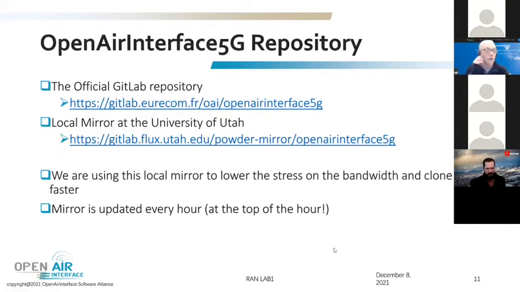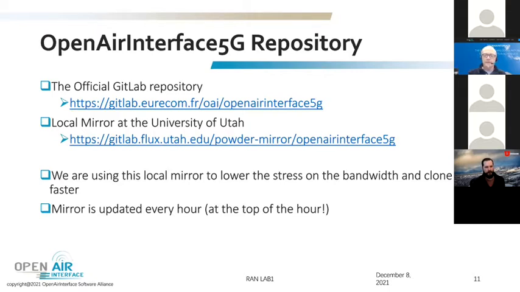Okay. So the OAI official GitLab repository is hosted by the Eurecom Institute, at gitlab.eurecom.fr/oai/openairinterface5g. And we will use a mirror here. What I mean is the experiment will be at the University of Utah, so this link is available. We are using this local mirror to lower the stress on the bandwidth and to clone faster. And this mirror is updated every hour at the top of the hour.